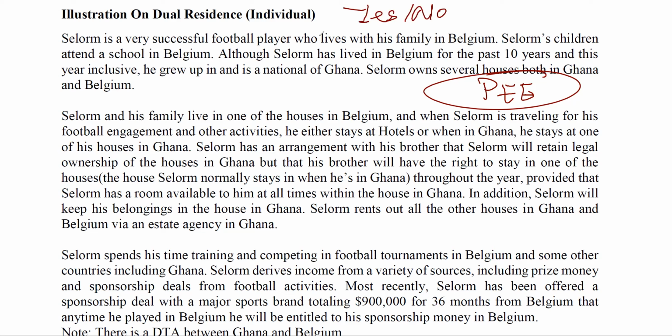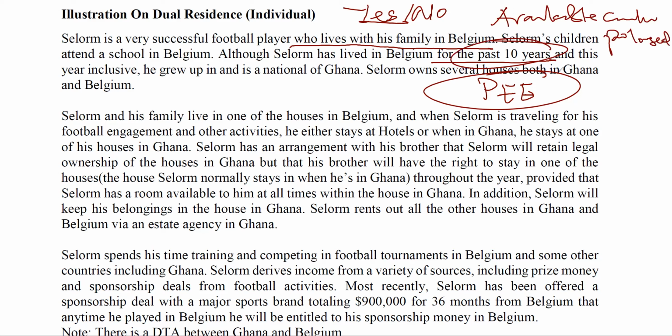Yes, because they said he lives with his family, lived there for 10 years. This proves what? The place has been available to him at all times and continuously, right? For a prolonged period, right? This has been met. Do you get the idea? Makes sense. So we have looked at it from the perspective of Belgium. Now let's come to Ghana.